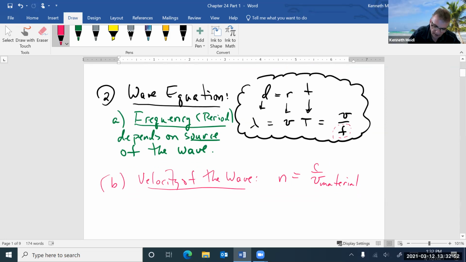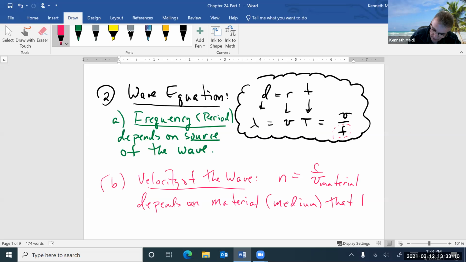So the velocity of the wave, this really depends on the material, or maybe a better word here is the medium that the wave is traveling through. So you change the material, the wave will travel at different speeds to that.